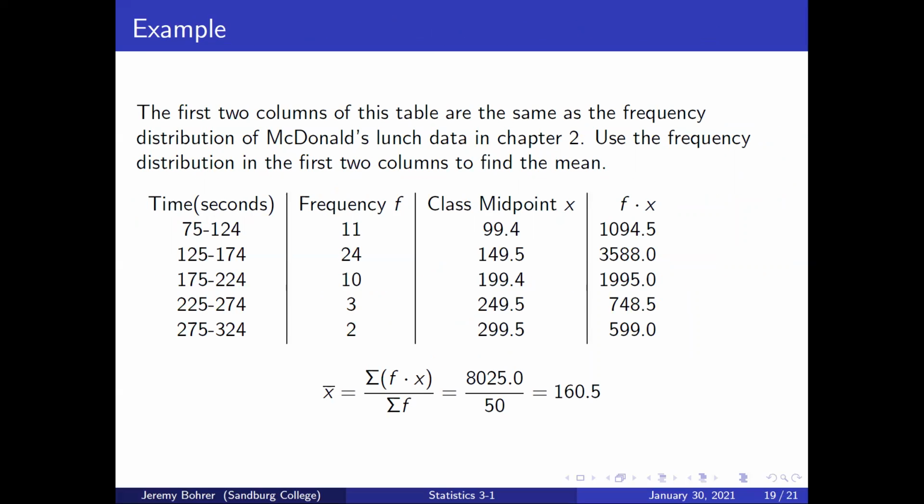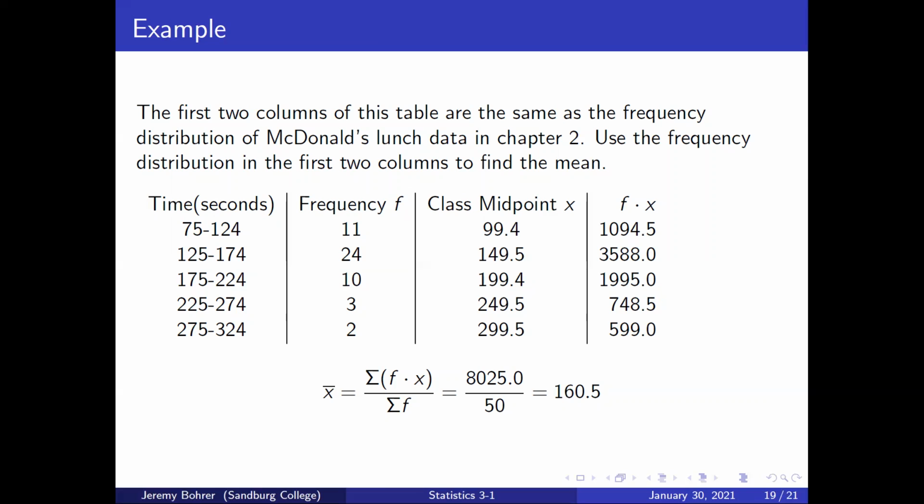The first two columns of this table are the same as the frequency distribution of McDonald's lunch data in chapter 2. Use the frequency distribution in the first two columns to find the mean. So we've got the frequencies 11, 24, 10, 3, and 2. And the class midpoints 99.4, 149.5, 199.4, 249.5, and 299.5.